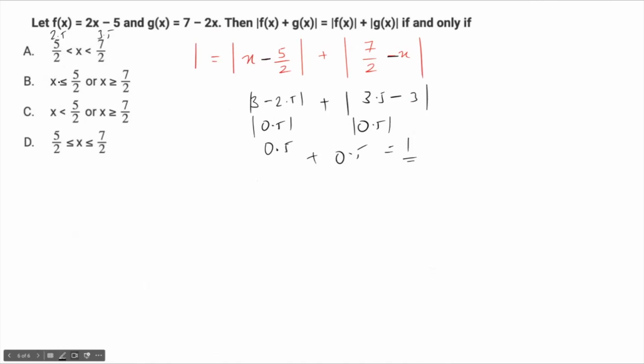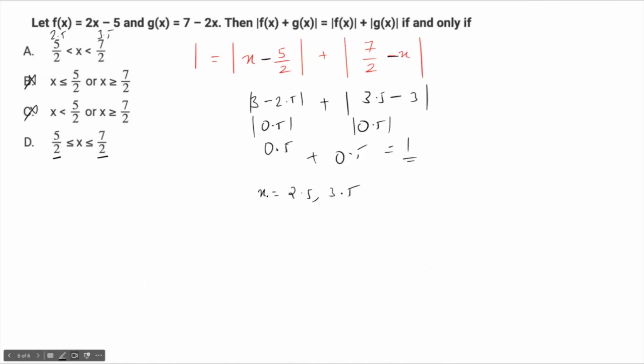That means I have to ignore option B and option C, because they say x is less than or equal to 5/2 or greater than 5/2, not including the range in between. And same for option C. So B and C are ruled out. The only difference between options A and D is that x can be equal to 5/2 and 7/2 in option D. Basically, it's a closed interval, and in option A it's an open interval. x is more than but not equal to 5/2 and less than but not equal to 7/2.